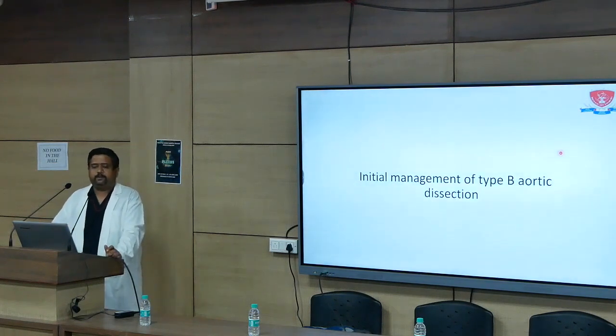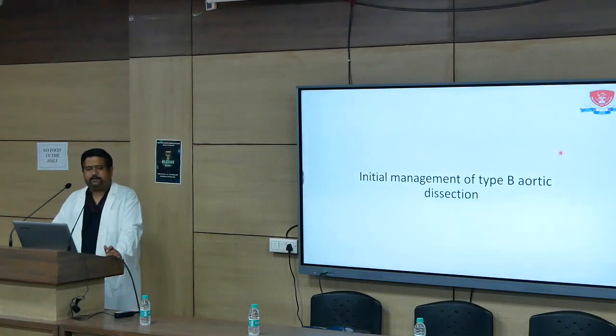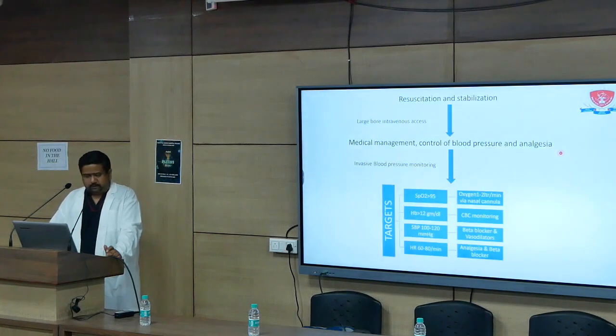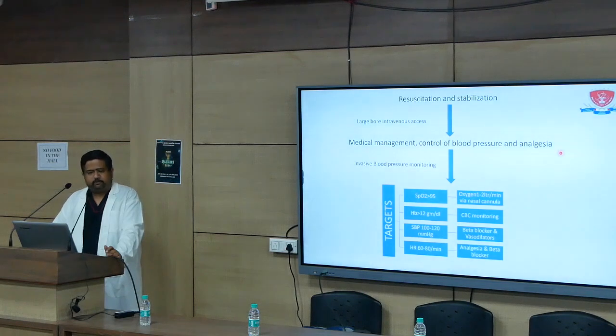There are 2 steps for managing aortic dissection. First is stabilization and resuscitation. Second is planning and intervention. For resuscitation and stabilization, large IV cannula access was done. Initially, acute treatment is done with medical management by control of blood pressure and analgesia. Invasive blood pressure monitoring was done. Targets were to achieve a saturation of 95, achieved with oxygen of 1 to 2 liters per minute with nasal cannula, hemoglobin more than 12 grams per dl with CBC monitoring, systolic blood pressure maintained at 100 to 120 mmHg with beta blockers and vasodilators, and heart rate of 60 to 80 per minute with analgesia and beta blockers.